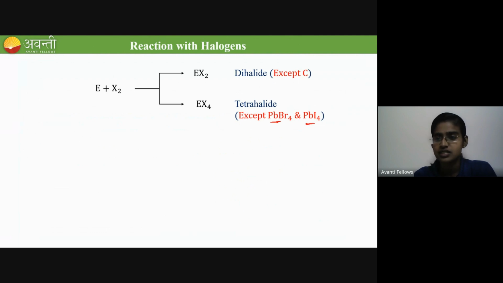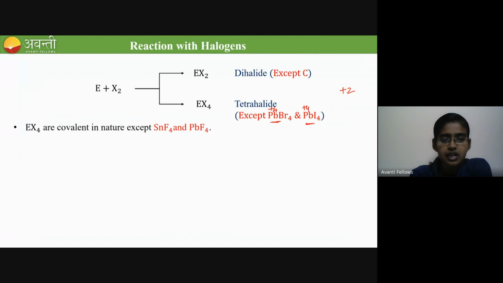It is due to the stability of the lower oxidation state. I told you, right? Lead is stable only in the +2 state. But in these two compounds, lead is in the +4 oxidation state, bonded with 4 halogens. So it is not stable. That's why tetrahalides are not possible, and when lead reacts with halogen they form only PbBr2 and PbI2.